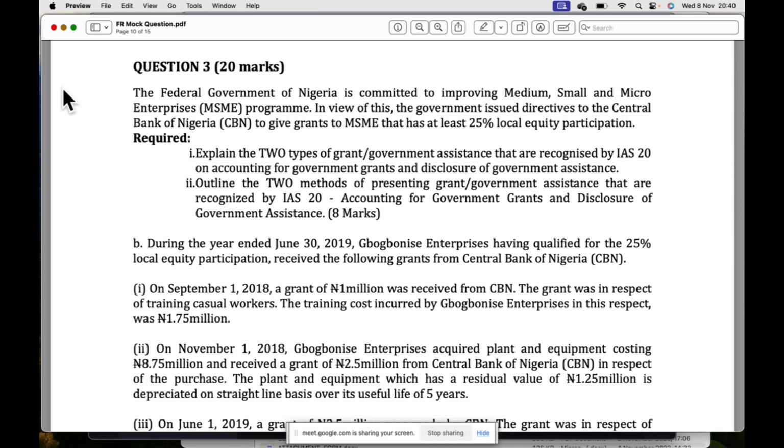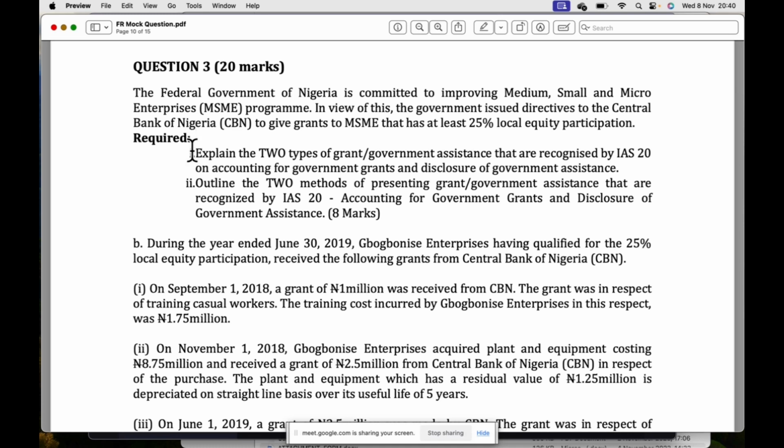Looking at this question, it says that the federal government of Nigeria is committed to improving the medium, small, and micro enterprises program. In view of this, the government issued directives to the Central Bank of Nigeria to give grants to MSMEs that have at least 25% local equity participation.